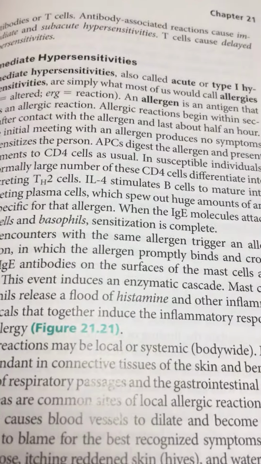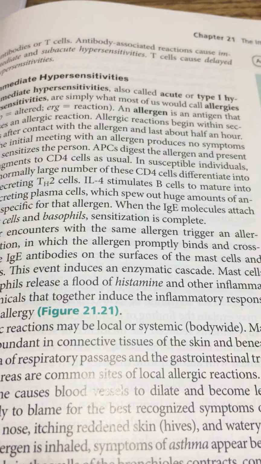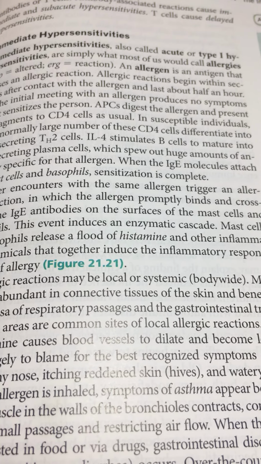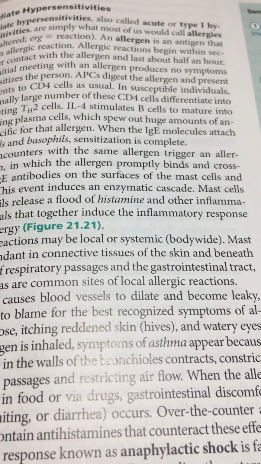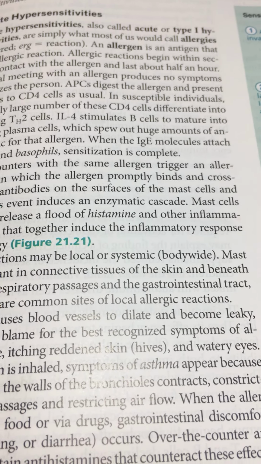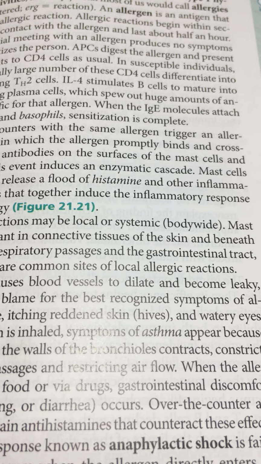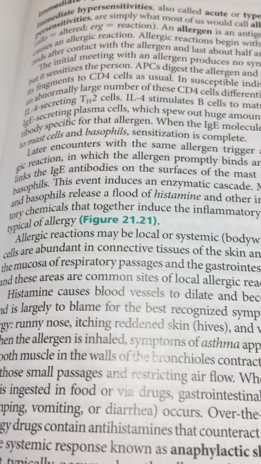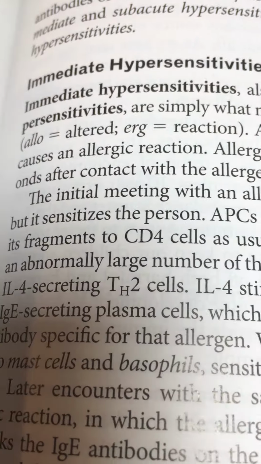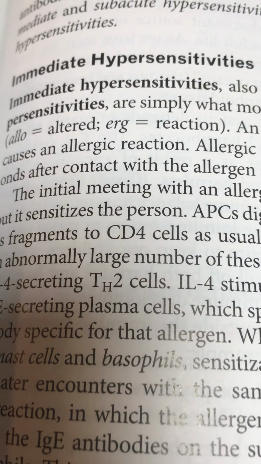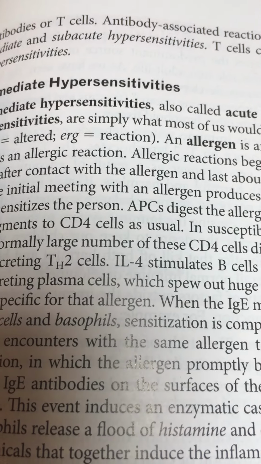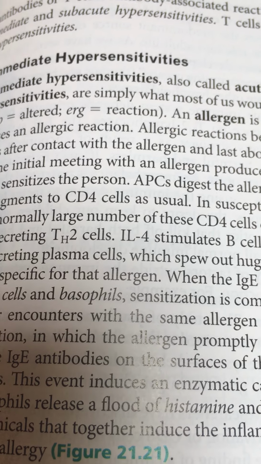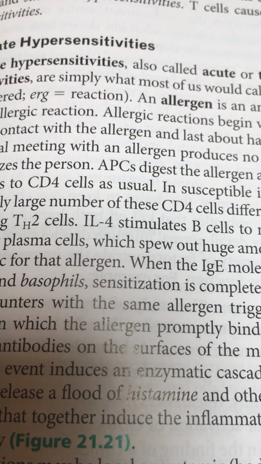Starting hypersensitivities type 1, 2, 3, 4, which are respectively immediate, subacute, intermediate, and then finally number 4 is delayed. I'm looking here at the immediate hypersensitivities, and they're usually initiated with allergens of some kind or another.